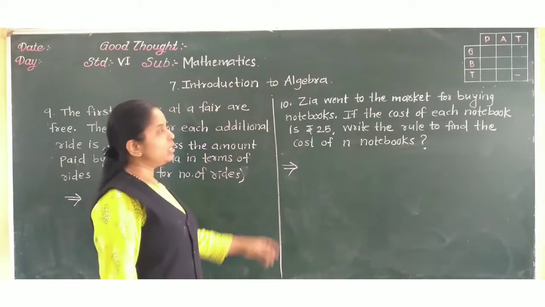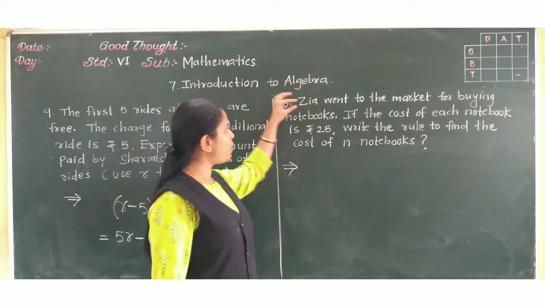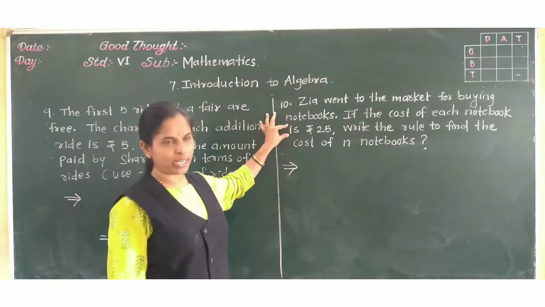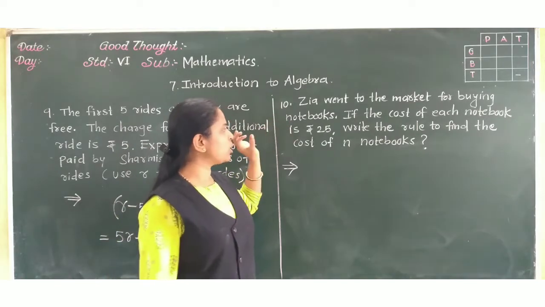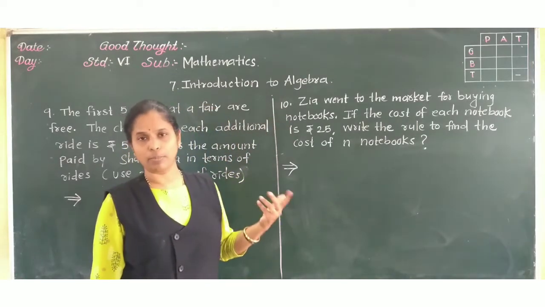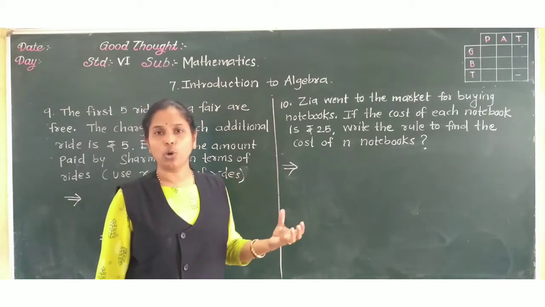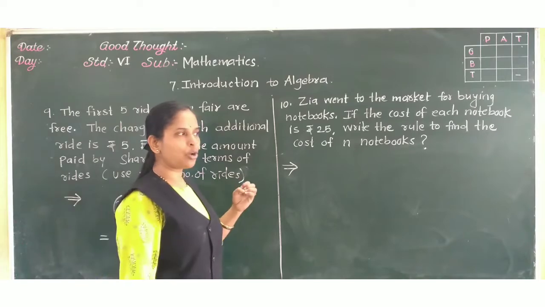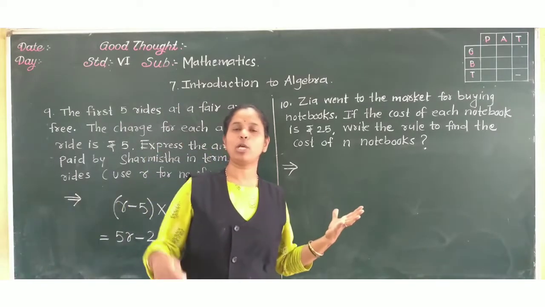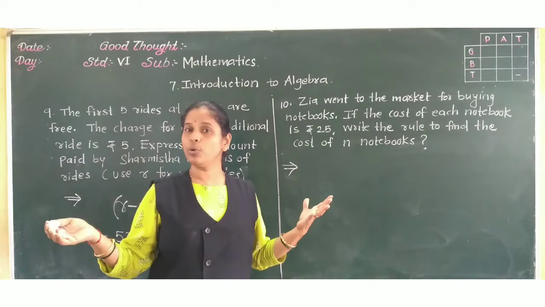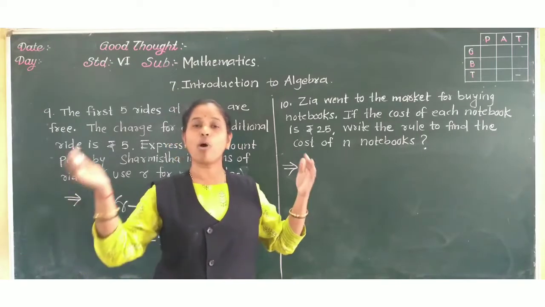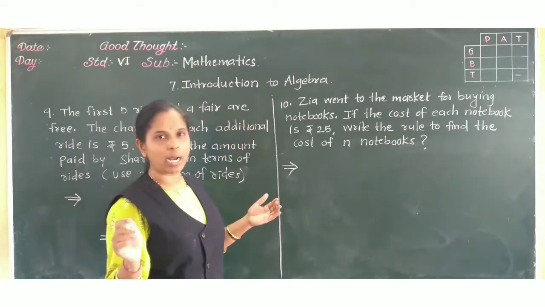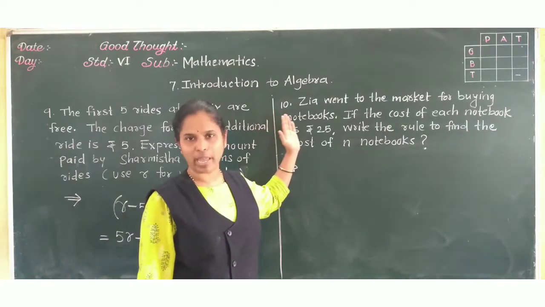Question number 10. Zia went to the market for buying notebooks. If the cost of each notebook is rupees 25, write the rule to find the cost of n notebooks. N notebooks means n number of notebooks. Now see, if I ask you the cost of one notebook is 5 rupees, what will be the cost of 2 notebooks? So what will you do? 5 2s are 10. From 1, if we want to find out the cost of many, we have to do multiplication. So here also we have to use the same rule.